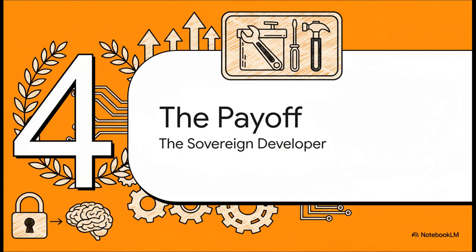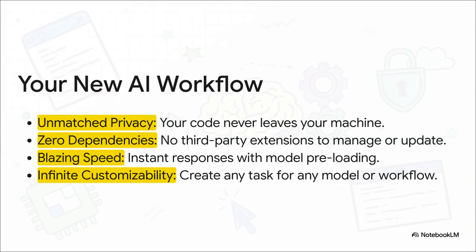So let's just step back and look at what we've actually built here. This isn't just a clever hack. It's a foundational piece of the Sovereign Developer's Toolkit, for someone who wants complete and total control over their environment. So here's what you gain. One, unmatched privacy, because your code and prompts stay on your machine, period. Two, zero dependencies, giving you a way more stable and secure setup. Three, blazing speed, thanks to our preloading trick. And four, infinite customization. You can create tasks to refactor code, write unit tests, generate documentation, anything you can dream up with any model you want.